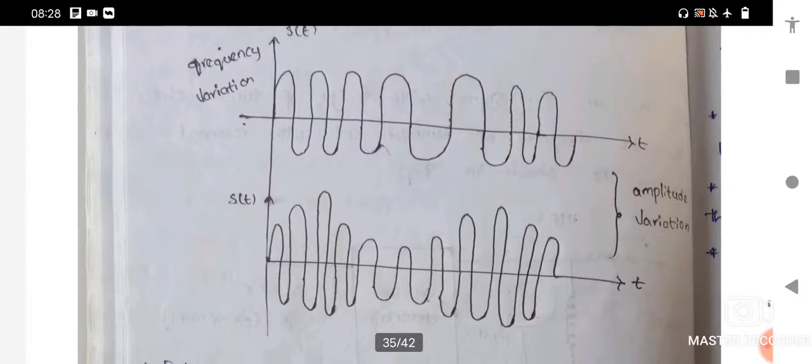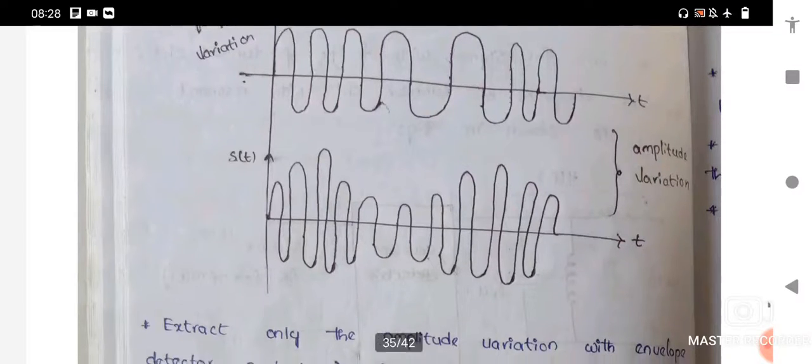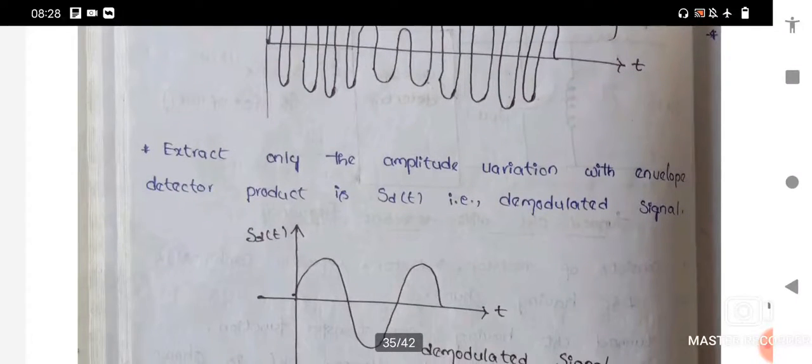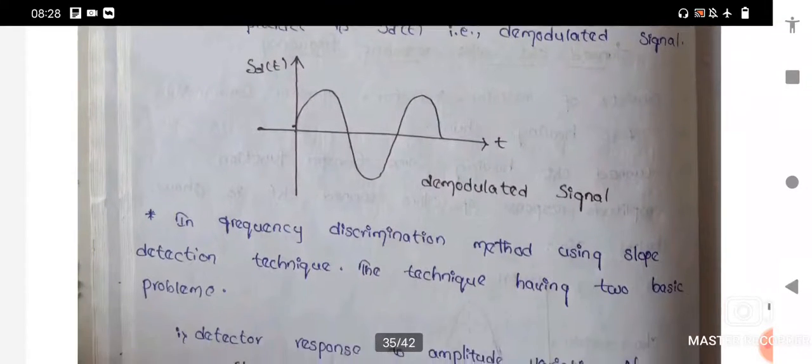So like this, the frequency variation, that means S of t. From that frequency variation we have to vary the amplitude response. So here it is represented as S of t, and this one is t. This is the amplitude variation. So we extract only the amplitude variation with an envelope detector. The product is SD of t, that is the demodulated signal. So that is the demodulated signal like this.